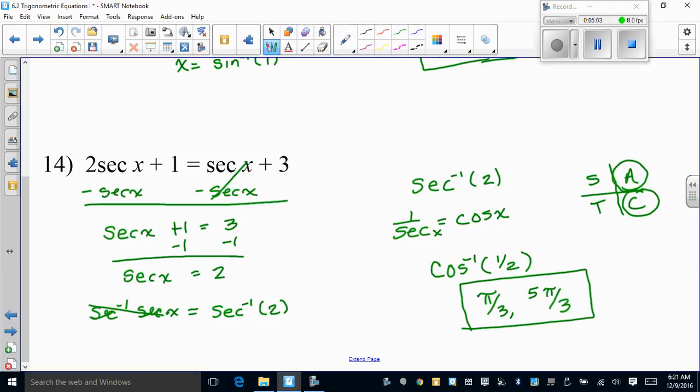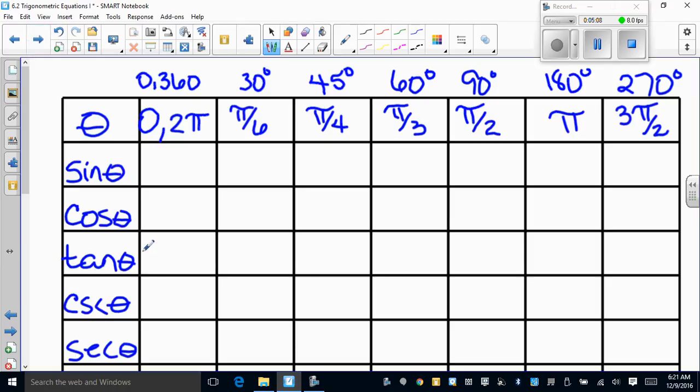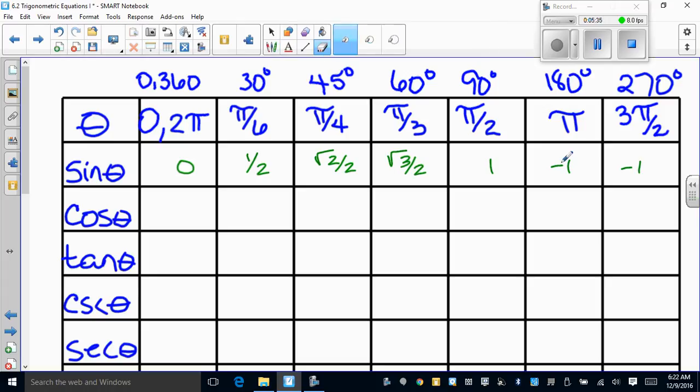Okay, this is going to come in handy if you have this table or if you're using the unit circle. So we'll go ahead and fill this one out. That way you can refer back to it if you need to. So sine at 0 is 0. 1/2, radical 2 over 2, radical 3 over 2, 1, negative 1. I lied. This is negative 1. This one is 0. And on just these ones here, we can go backwards on these.